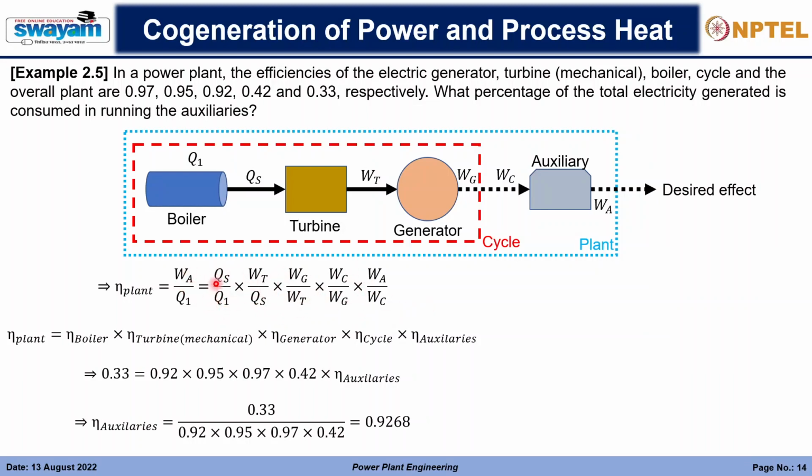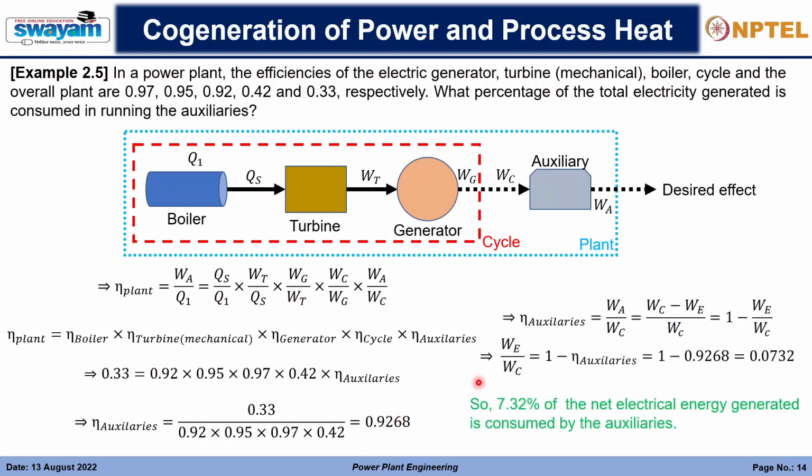So we are just separating all the segments here. Accordingly we are given the efficiencies, right? The Q_S by Q1 is simply the boiler efficiency. Turbine is W_T by Q_S. Similarly, it's the generator efficiency multiplied by the cycle efficiency and multiplied by the auxiliaries. So here the unknown is eta auxiliary. We do not know the efficiency of the auxiliary, but the plant we know. So we simply get the value of efficiency of the auxiliary.